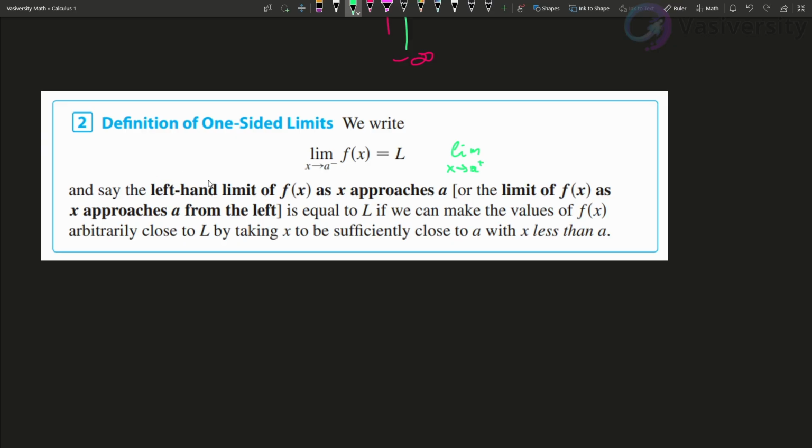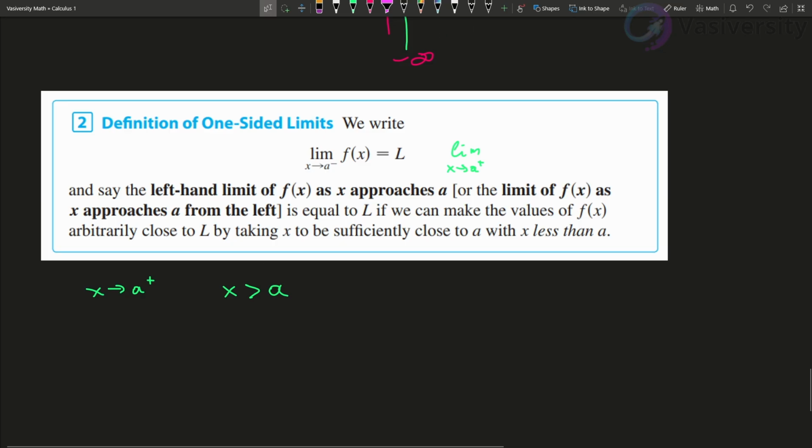But in our case, we say that the left-hand limit, the limit from the left of f of x as x approaches a, is equal to L if we can make the values of f of x arbitrarily close to L by taking x to be sufficiently close to a with x being less than a. Specifically being less. For x approaching a plus, we would talk about being greater than a. That's why it's a one-sided limit, because we only consider one side and then the other side.